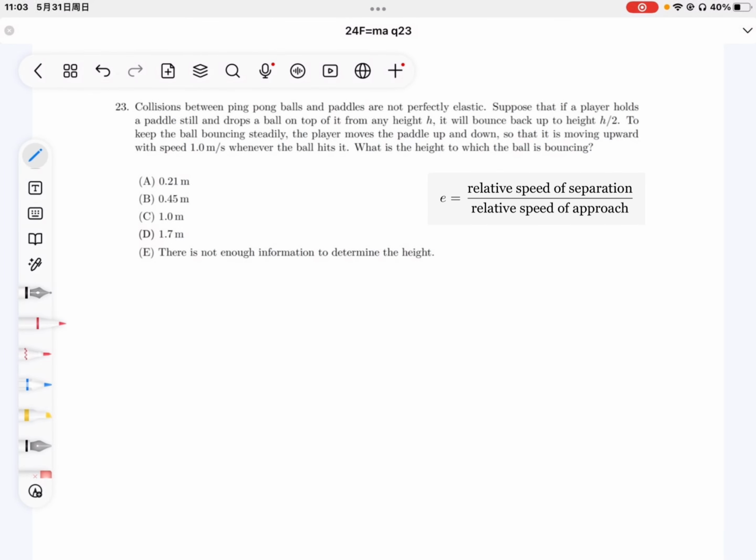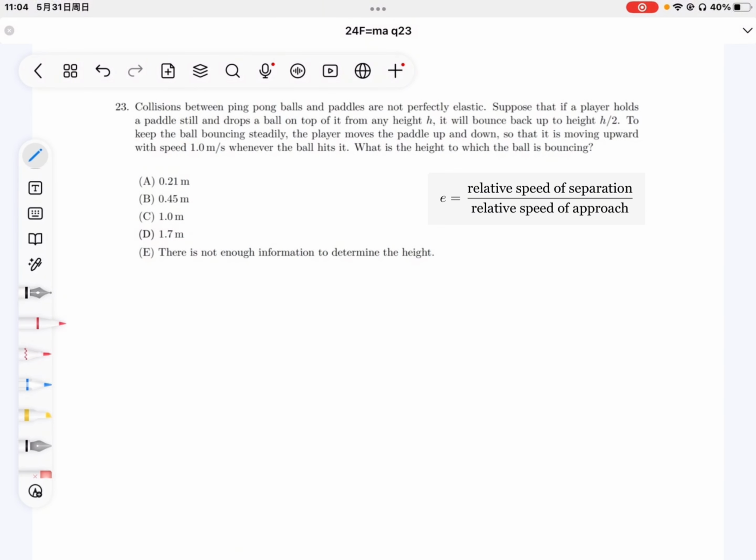Hi guys, today we're working on an F equals MA exam question. This is question 23 from the 2024 F equals MA exam. This question is actually really interesting because we are trying to find the bounce height of a ping pong ball when it hits the paddle, while at the same time the paddle itself is moving up and down. So let's get started by reading the question first.